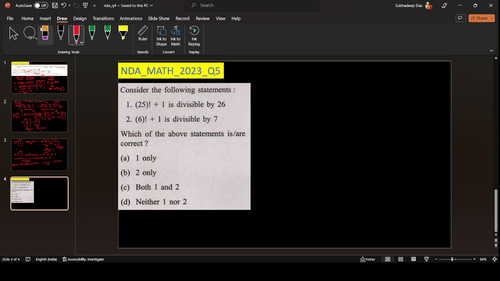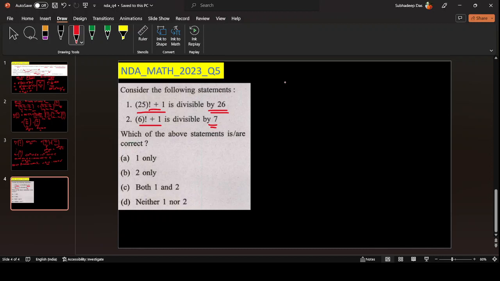This one, question 5. Consider the following statements: factorial 25 plus 1 is divisible by 26, and factorial 6 plus 1 is divisible by 7. Which of the statements are correct? Don't panic for this. After seeing this question, it is not at all a tough question, but we have to think for a while.